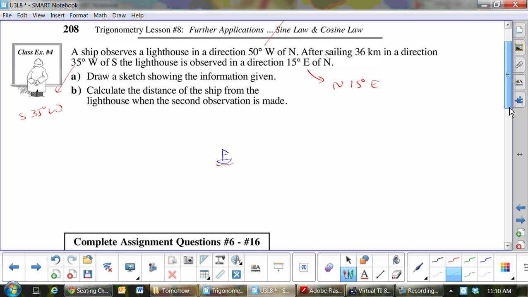So right now, he observes a lighthouse 50 degrees west of north. Okay, so at the ship, we're going to draw your crosshairs, right? You're standing on the ship, and you see the lighthouse 50 degrees west of north. So you go never eat soggy wieners. 50 degrees would be, I'm just going to draw this line here, and that would be 50 degrees right there. Okay, 50 degrees west of north.